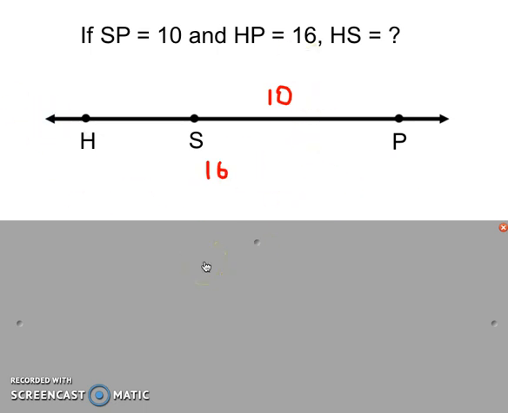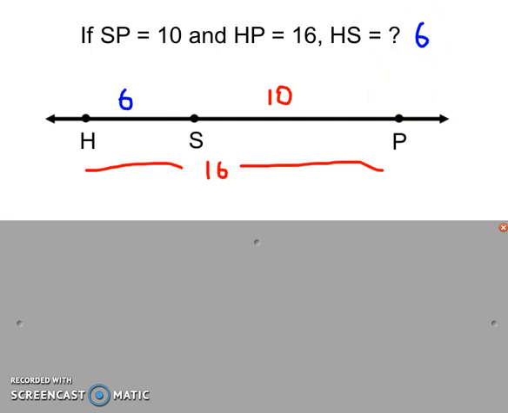How would you figure out the length of HS? Well, if I know the whole thing is 16, and I know that this chunk of it is 10, figuring out HS, well, that shouldn't be too bad. All we need to do is take the whole thing and subtract out this section, and we'll be left with the HS. So I need 16 minus 10, and I'm left with the fact that HS is equal to 6. So HS is equal to 6 up here.